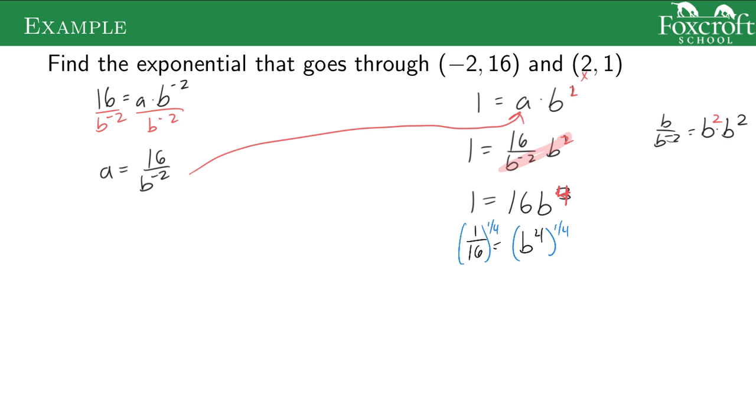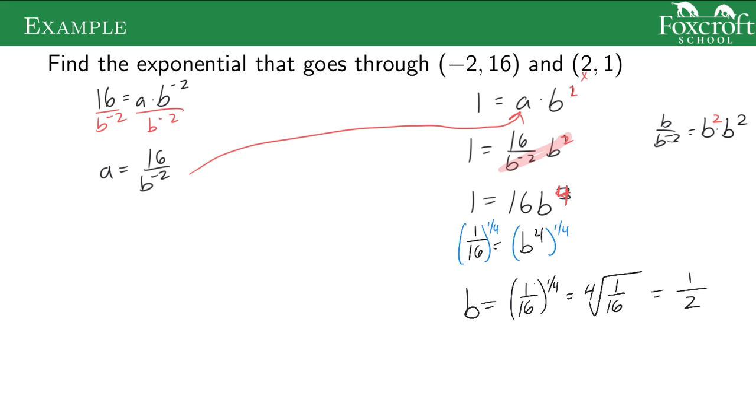And that's going to give me b equals 1 over 16 to the 1/4, which is the same thing as the 4th root of 1 over 16. And what times itself 4 times is going to be 1 over 16? Well, on the top, 1 times 1 times 1 times 1 is 1. On the bottom, 2 times 2 times 2 times 2 is 16, so it's going to be 1/2. So that is my b value.